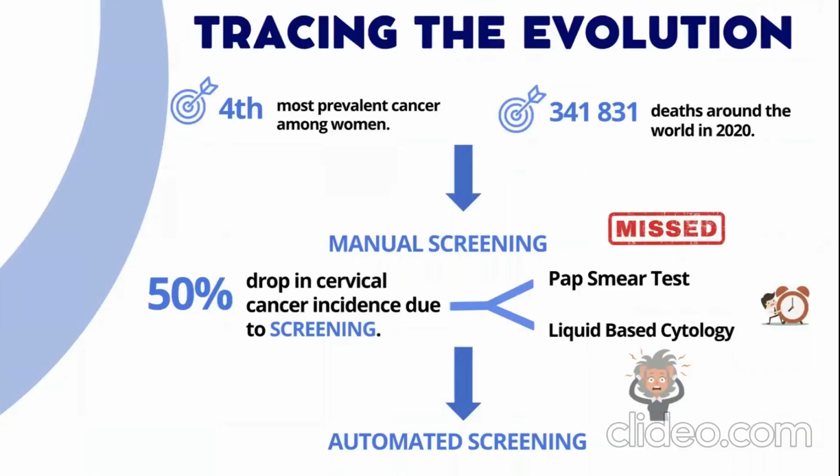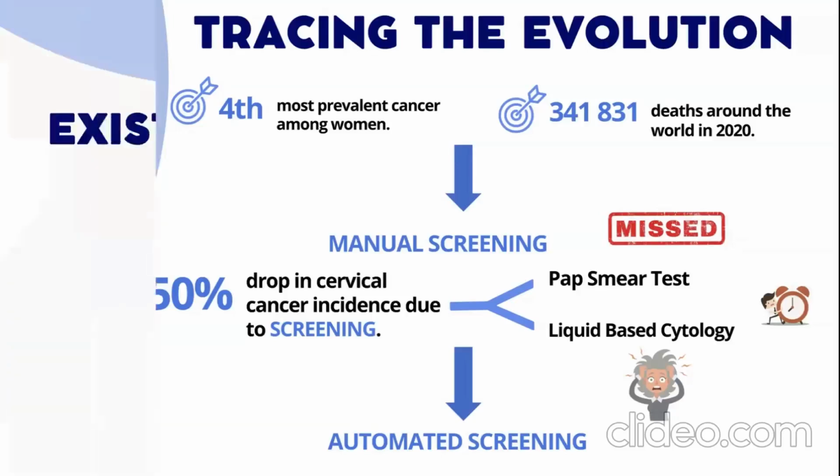Traditionally, the pap smear test and liquid-based cytology test were used to identify cancerous and precancerous cells. But manual assessments are time-consuming and prone to human error, leading to the risk of missing positive cases. To address these challenges, the screening process has evolved towards automation.